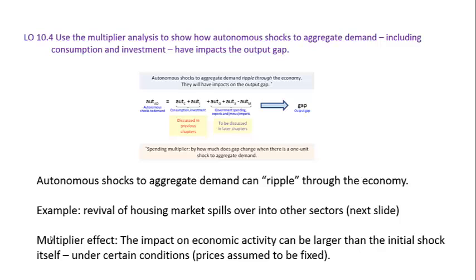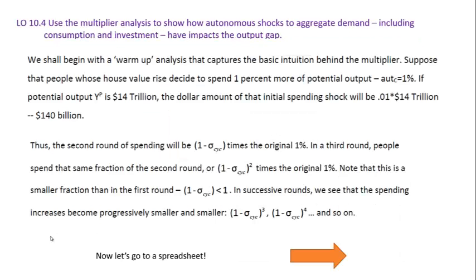Now, this multiplier effect, this magnification of a shock, only happens under certain circumstances. One of the circumstances that we're going to assume is that prices are fixed, because it turns out that if we have flexible prices, some of these multiplier effects can be damped and can be choked off.